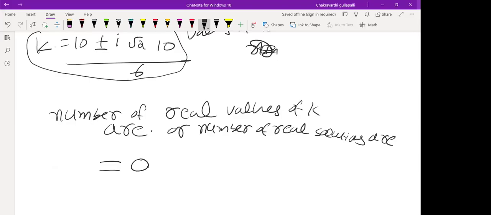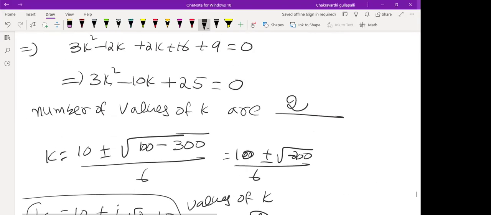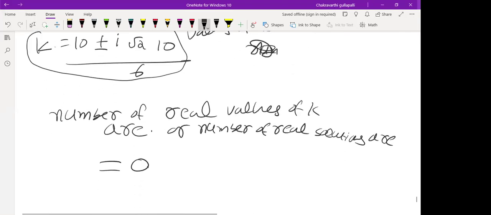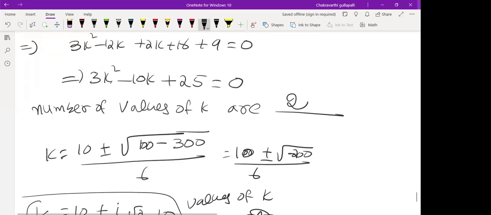No real solution at all. How many values are there? 2 values, and they are complex. So the number of real values of K, or the number of real solutions, is 0. 2 solutions are there, but both of them are complex numbers. This is how questions may be given in the exam. Any doubts? Is the concept clear?